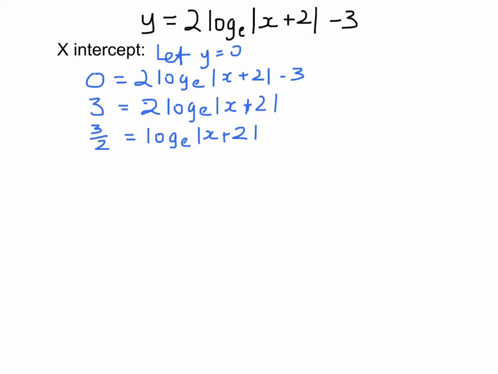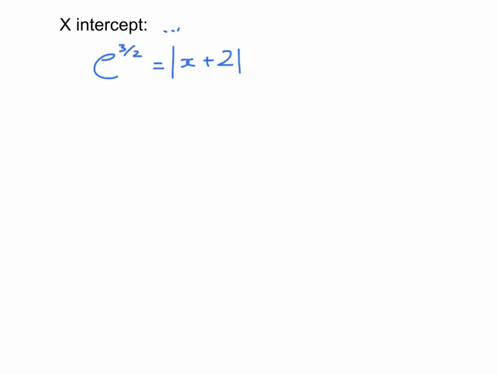And then here we just use the same tricks as before. We have to raise everything to the power of e, so that becomes e to the power of 3 halves and leaves behind this absolute value. So what we have is e to the power of 3 on 2 equals the absolute value of x plus 2. So now we have two possible scenarios. Scenario 1 is where the contents of the absolute value are positive, and scenario 2 where the contents are negative. So we'll split them in half like so.